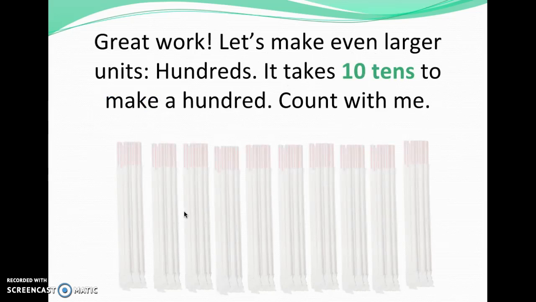Let's make an even larger unit now, hundreds. It takes 10 tens to make 100. So each of these bundles on the screen has 10 straws in it, so we can count them by tens. 10, 20, 30, 40, 50, 60, 70, 80, 90, 100. 10 tens will make 100.